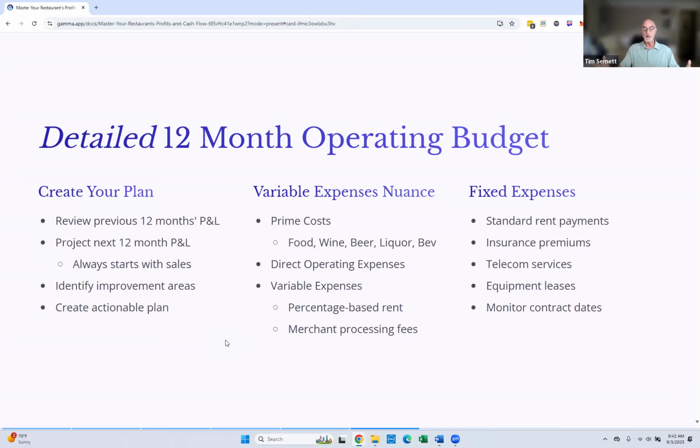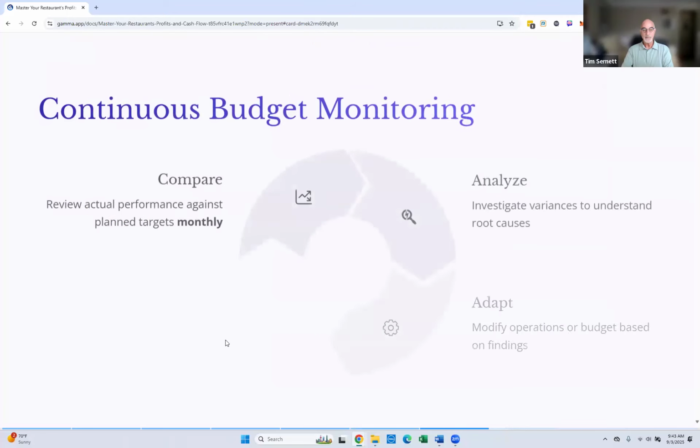So you build out that 12-month operating budget. It becomes your vision of prosperity. It becomes your vision into what you can do over the next 12 months to improve your bottom line profit and hence improve your cash flow of your restaurant and improve the long-term financial stability of your restaurant.